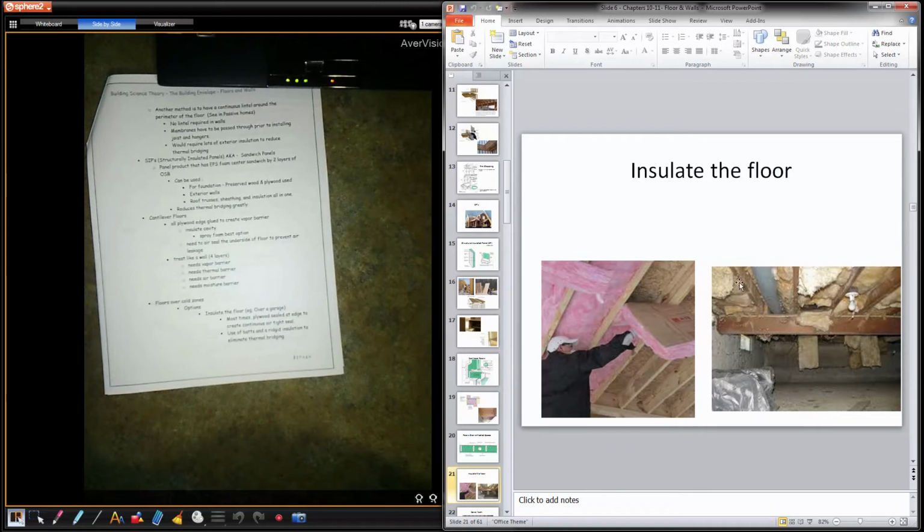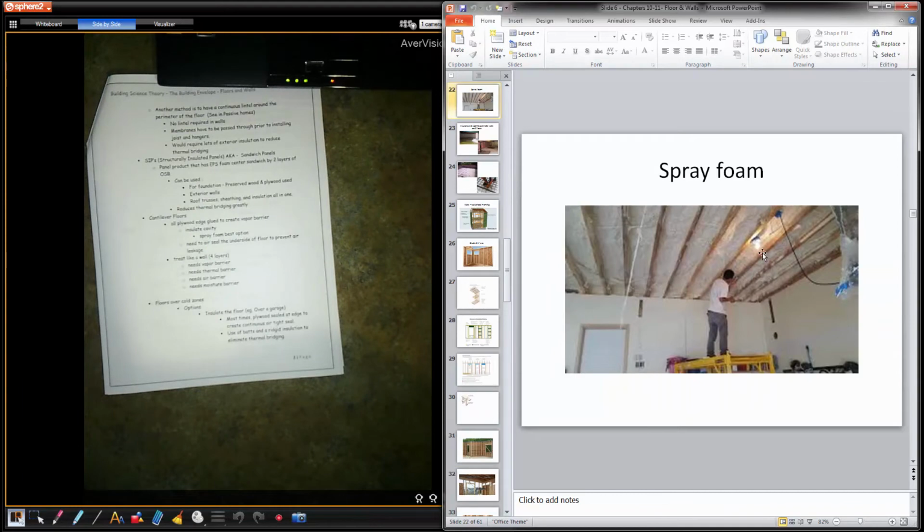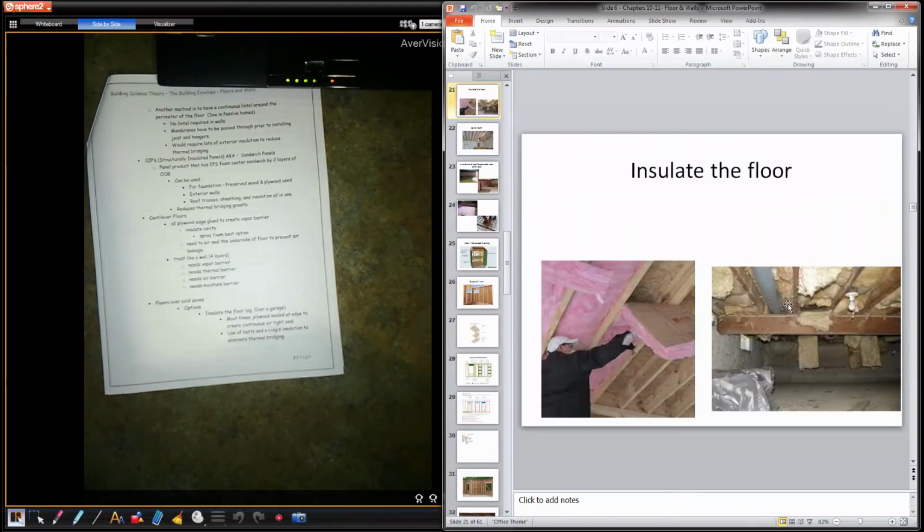So tar paper overlapped would be a moisture barrier. We don't have to tape the seams, but that would stop moisture from getting in. That would also help to hold up the insulation. And on top of that tar paper, maybe strapping every 2 feet on center, just to hold everything up so it can't fall down. Okay. The best scenario, spray foam. If this entire floor could be spray foam, it would be ideal.